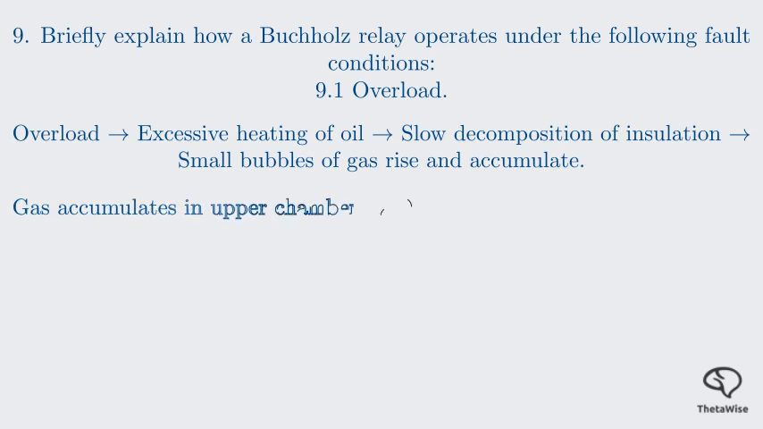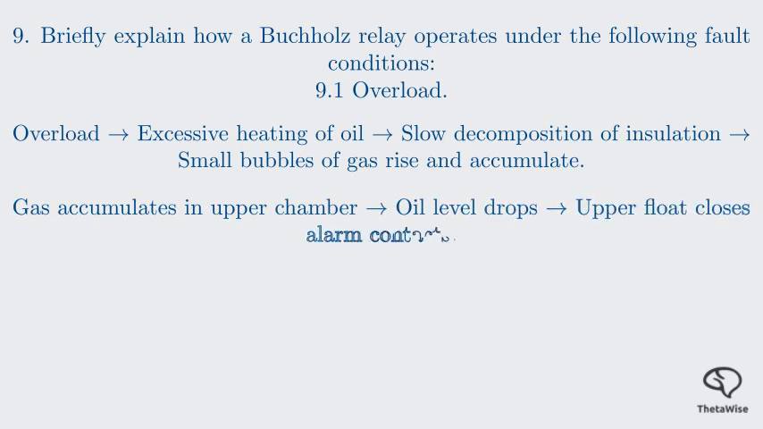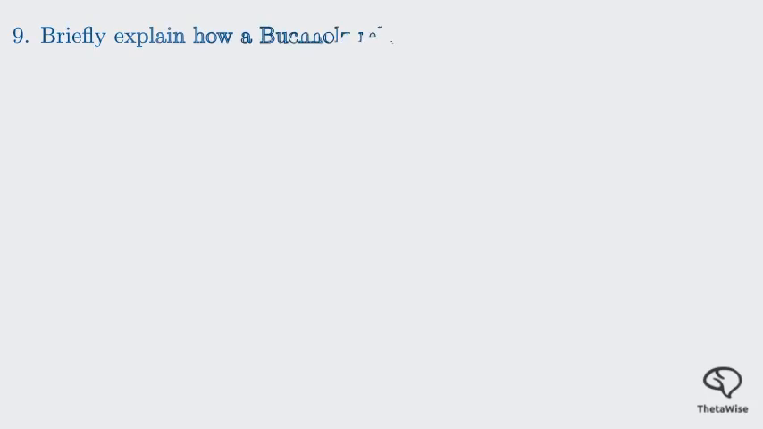The oil level inside the relay drops, causing the upper float to pivot and close a mercury switch. This switch activates an alarm, warning operators of a minor fault so they can take action, such as reducing the load. Now let's look at the operation of the Buchholz relay during a short circuit inside the transformer tank.